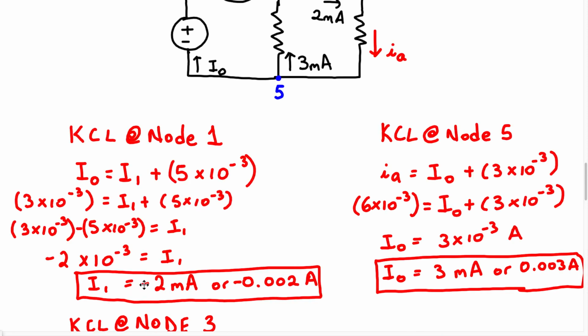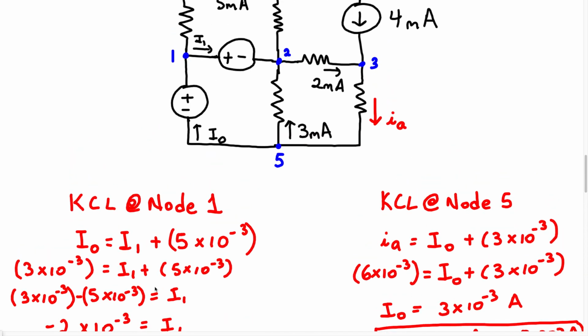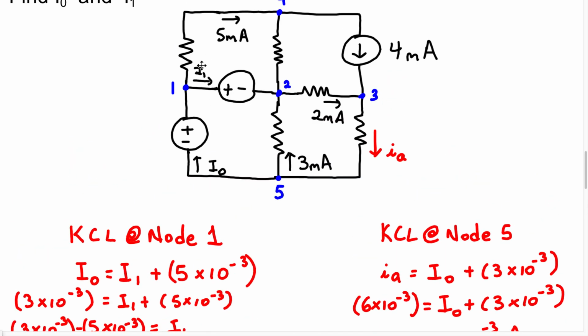Now by the way, because we have a negative current here, we know the direction they gave us for I1 in the original drawing is actually not going this way. It's really going to go this way, towards node 1. So because we have a negative current, all we have to do now is just flip that direction and we'll have a positive current.